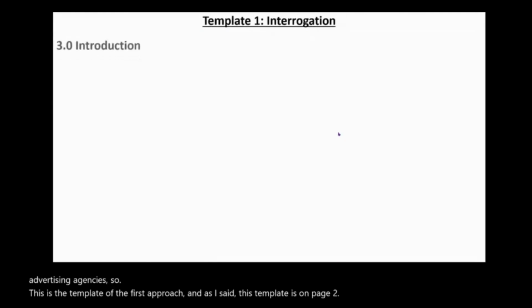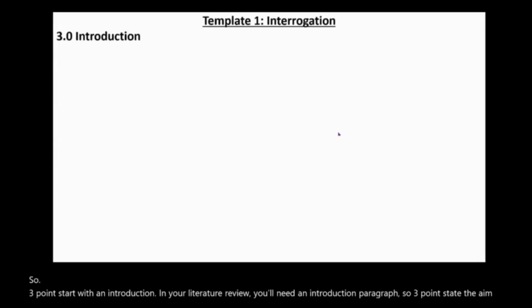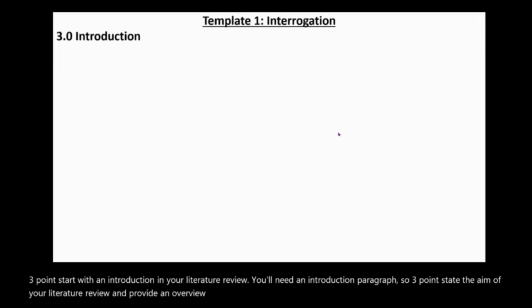This is the template of the first approach. And as I said, this template is on page 2. So 3.0, start with an introduction. In your literature review, you'll need the introduction paragraph. So 3.0, state the aim of your literature review and provide an overview, very brief, 1 or 2 sentences. It doesn't have to be too long.